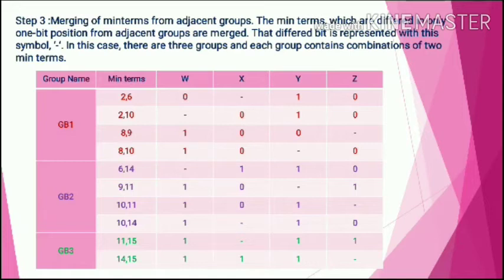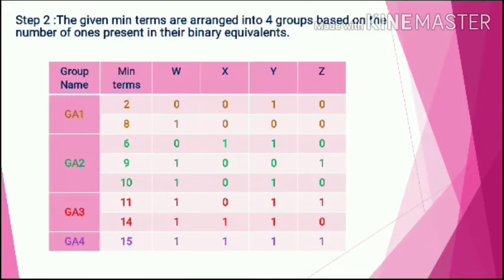So see the next group, GB2. In these groups, look at 6, 14. That is 6, 14. The value of 6 is 0110 and the value of 14 is 1110. Only the first bit position differs. So put a hyphen in that position.